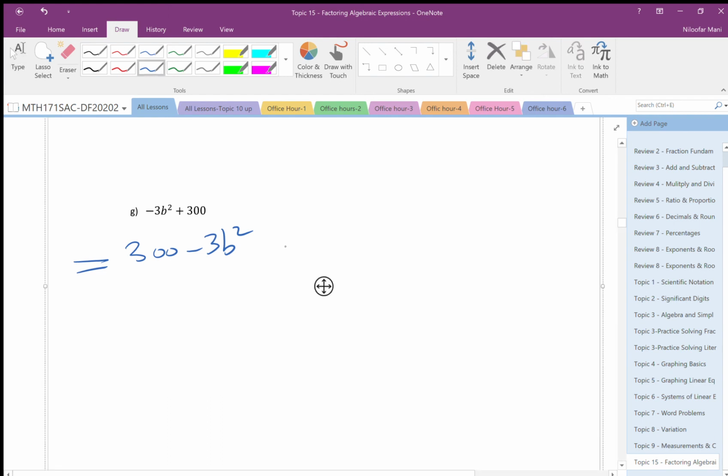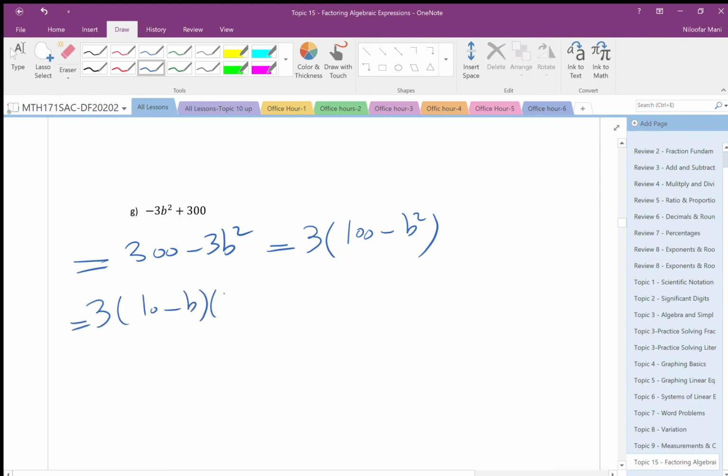So can I factor 3 here? Yes. Do I have common factoring? Yes, that's 3 here. So I do 3 multiplied by 100 minus b squared, which is 3 multiplied by 10 minus b multiplied by 10 plus b. Done. Good.